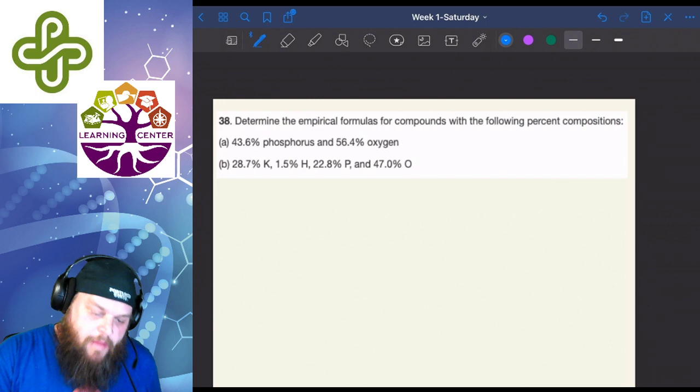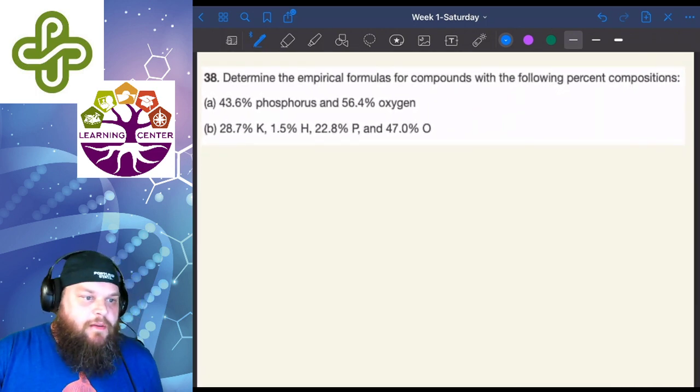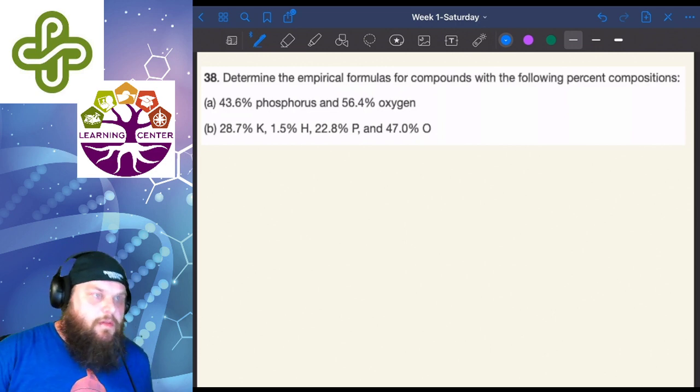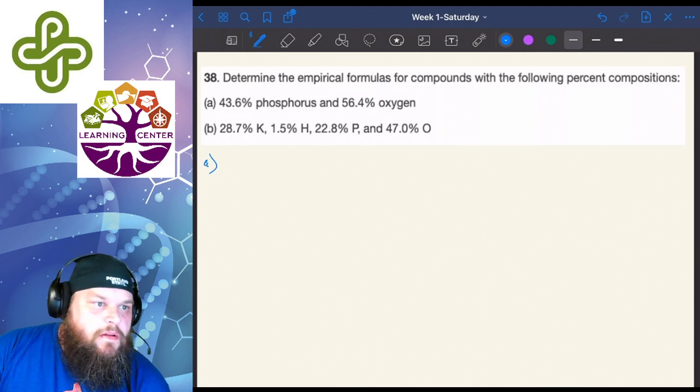We are about out of time. Next is determining the empirical formulas. Let's do that one. We'll keep blazing through it. For part A, I don't know if I have enough time to do that one. Those are the three I really wanted to do.